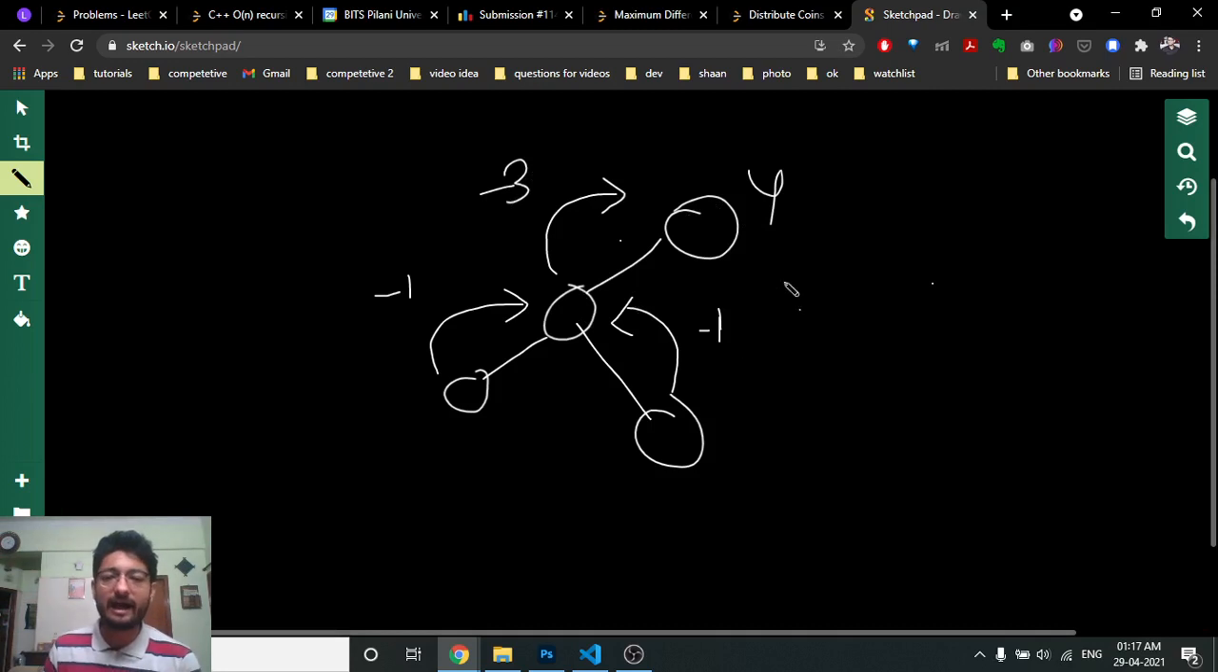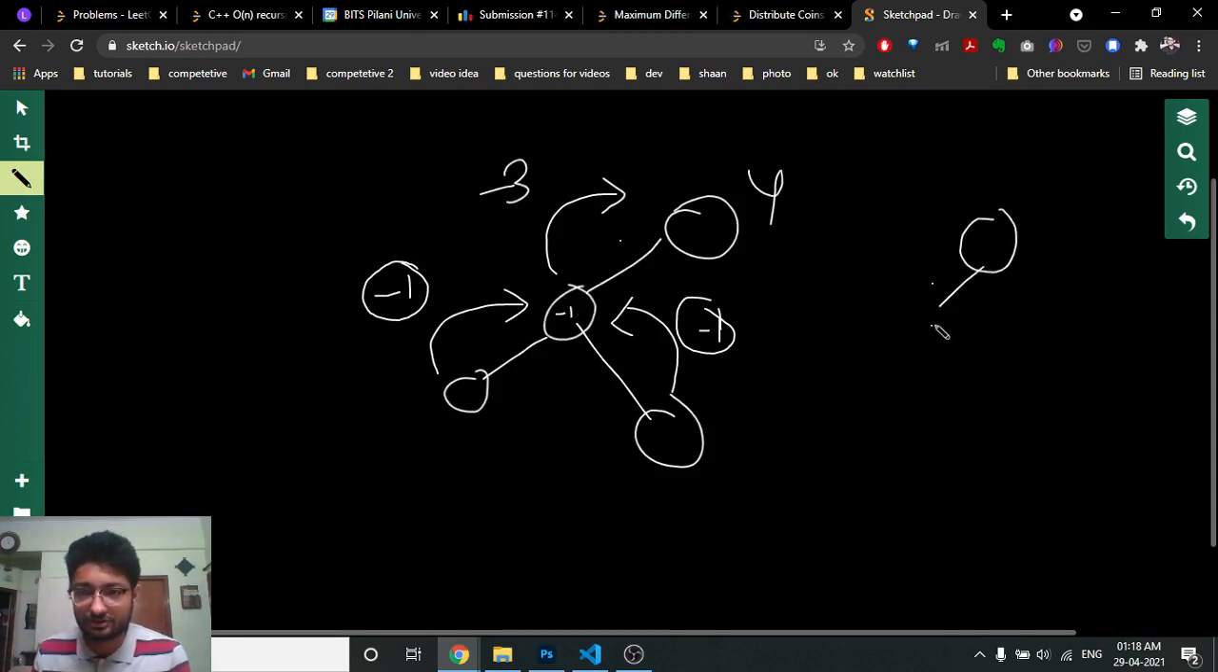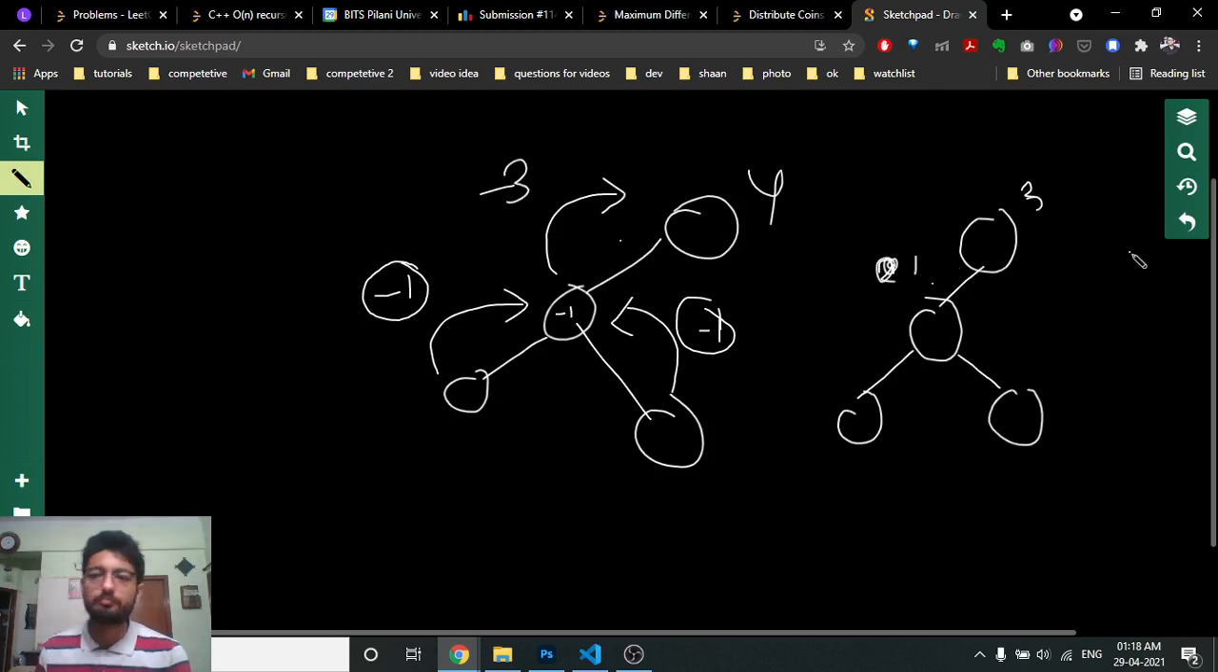So now what is actually sent is this -1, this -1, and then one coin is also required at this point. So -1 for this point also, which is -3. But let's assume that this node has some coins. Let's assume that this has 2 coins, this has 1 coin, and this also has 2 coins, or this has 1 coin. Now this will send -1, this will send -1.